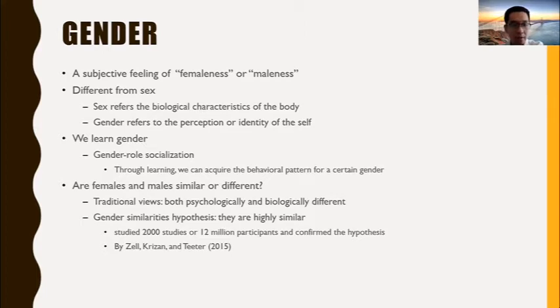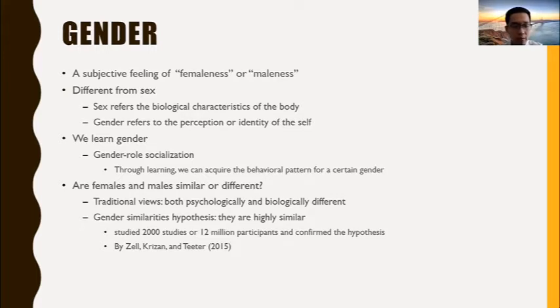So gender is pretty subjective. If you think you're a man or male, you are a man or male. And if you feel that you are female or a woman, you are female. Sex is about the biological characteristics of the physical body. You can tell whether this person is biologically male or biologically female. You can tell the biological features of that person's body. But gender is about perception or identity or feeling about the self.